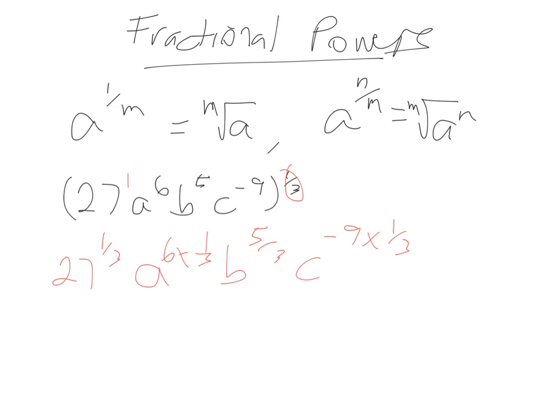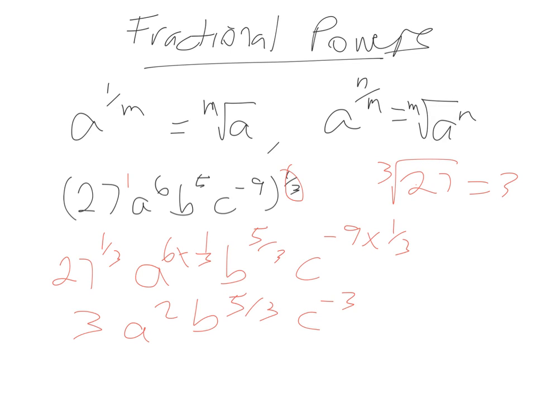So from there, 27, the cube root, I'm going to write it over here, the cube root of 27 is 3. So this becomes 3. Then we've got a to the power of 6 over 3, which is a to the power of 2, b to the power of 5 over 3, and then we've got this negative 9 times a third. Now we know negative 9 times a third is negative 3.